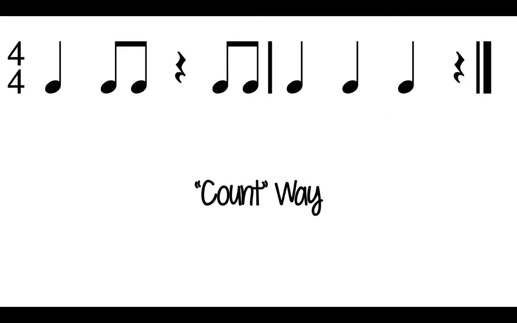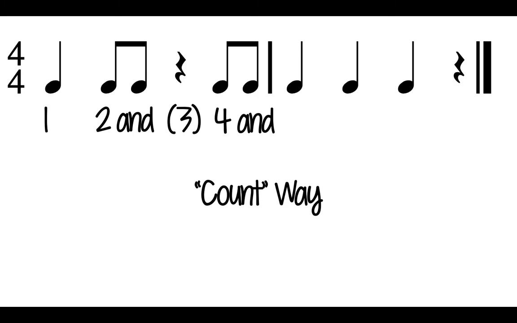For the count way, I'm going to talk through it together. The first note is a ta, and since it's first, we would say 1. Then we have a tt. The next number is 2, so it would be 2 and. Then we have a rest, so it would be 3 in parentheses. We don't say it, we think it in our head. The next note is a tt. It would be 4 and. And there's the bar line, so we start over back to 1. 1, 2, 3, and then with 4 in parentheses.